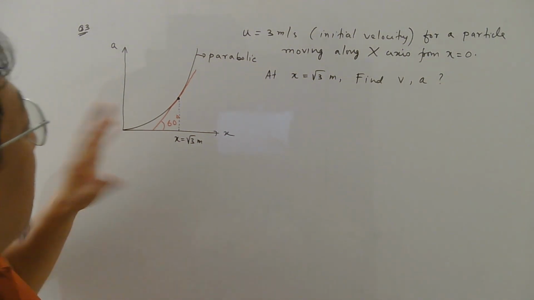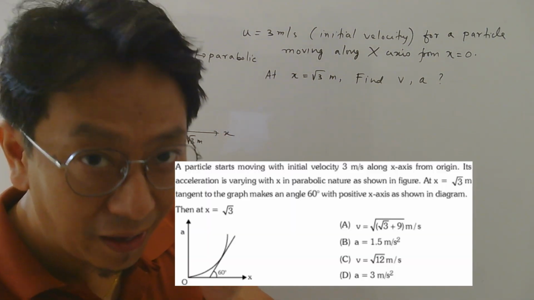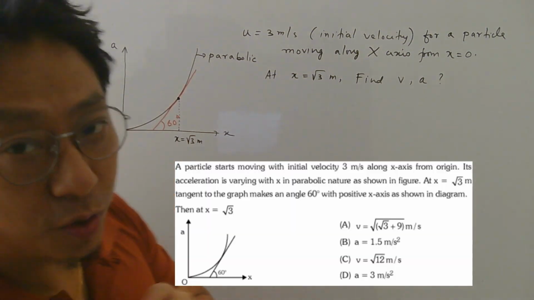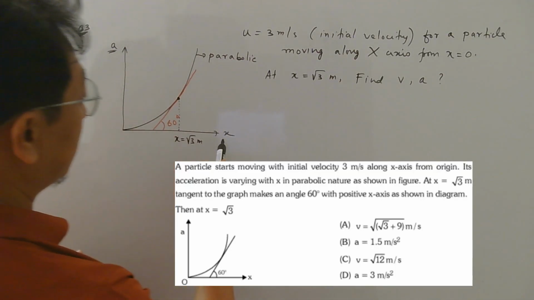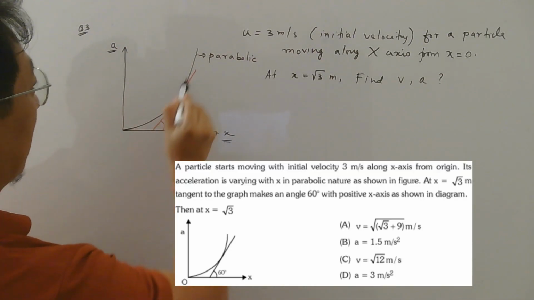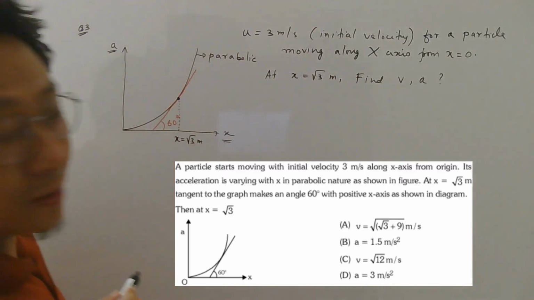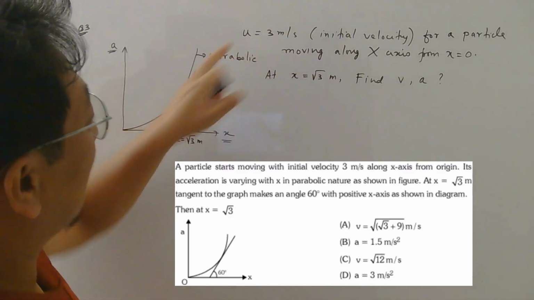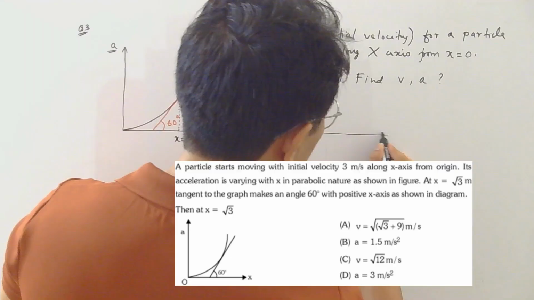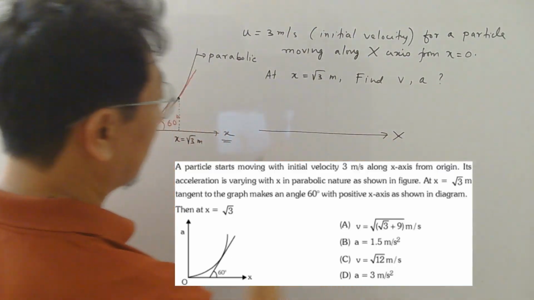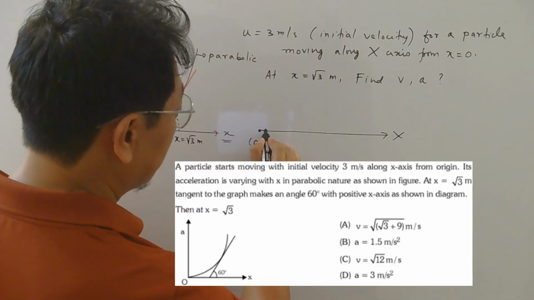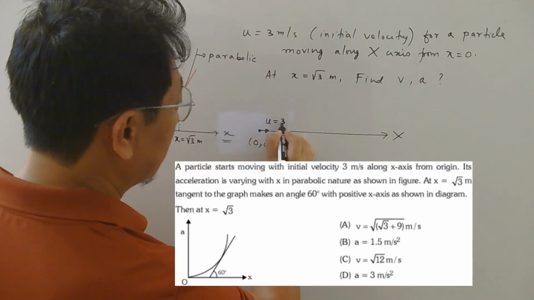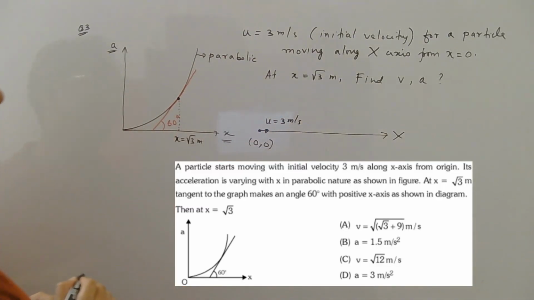So here we have a particle which is moving along the x-axis starting from the origin, and the acceleration versus position graph is given by this parabola. The initial velocity of the particle at the origin, so if this is the x-axis where the particle is moving, then at the origin the velocity of the particle is given as 3 meters per second.